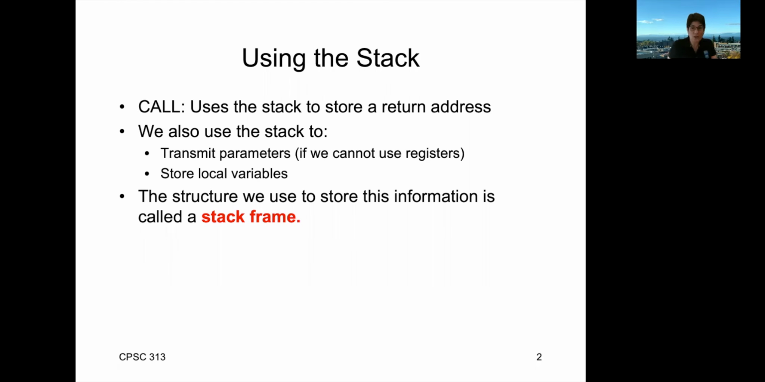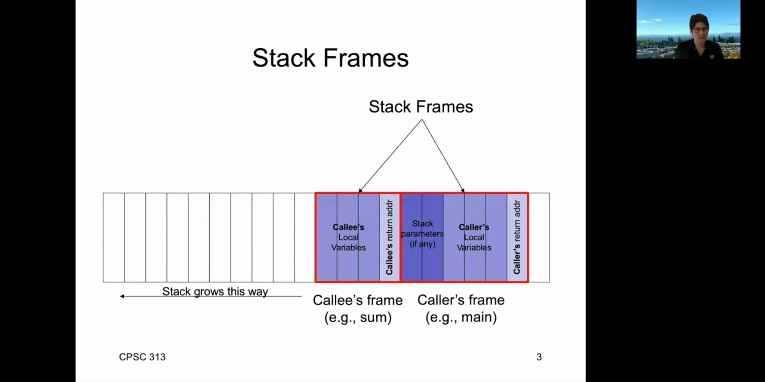So as I said, the call instruction already puts the return address on the stack, but we also use the stack to transmit parameters if they are too big to go in registers or if we have too many. And we also use the stack to store local variables. Since in a recursive procedure, you might have many, many instances of a function and each one needs its own local variables. So the structure that we're going to use on the stack to organize this information is called a stack frame. So let's look at a picture.